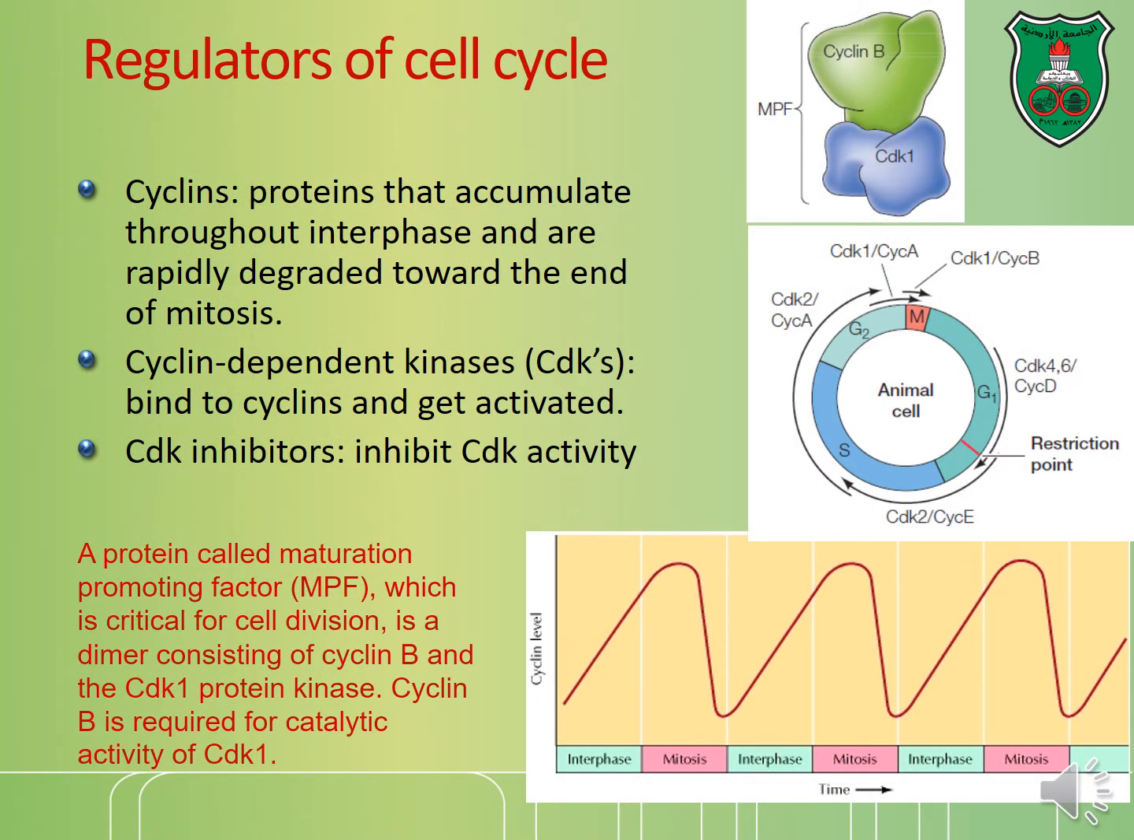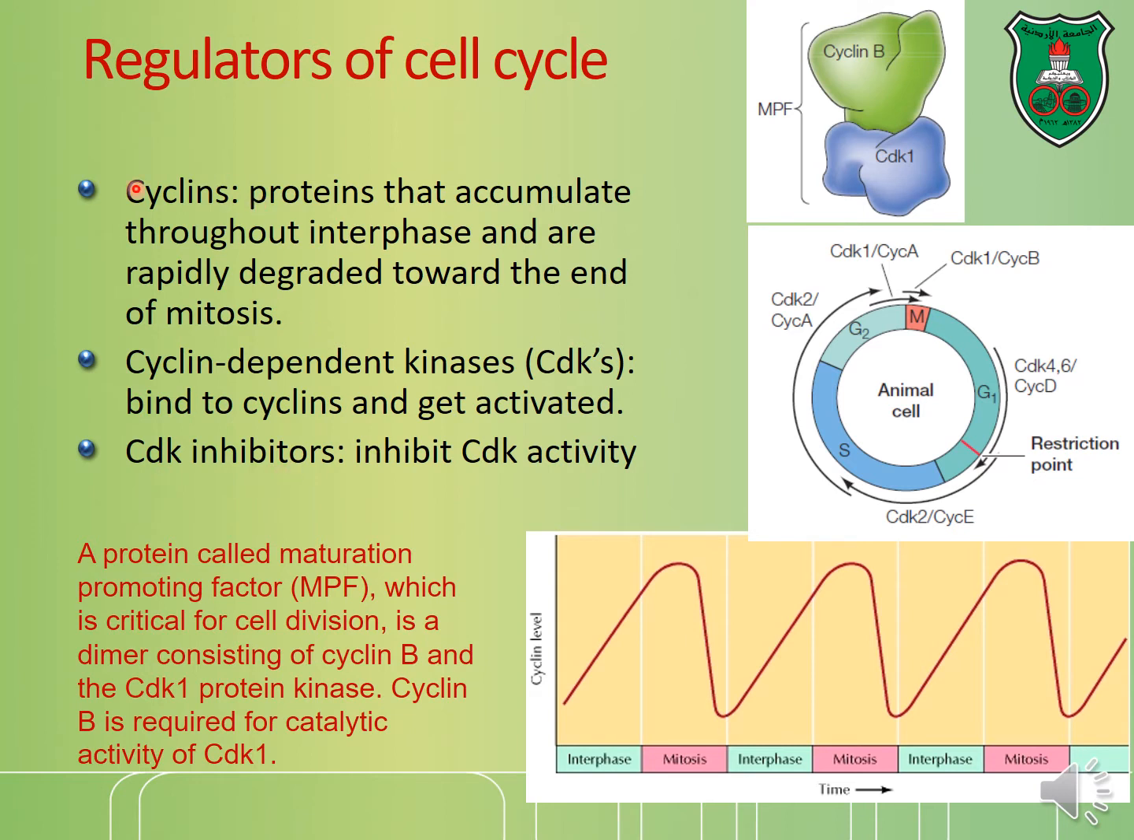Now, how is the cell cycle regulated? They are regulated by specific proteins. And there are three classes of proteins that regulate the entry of cells into the S phase or into any one of the phases that we've talked about. Now, these three classes of proteins are known as cyclins, cyclin-dependent kinases, and CDK inhibitors or cyclin-dependent kinase inhibitors.